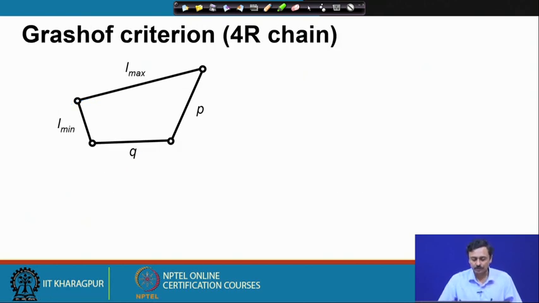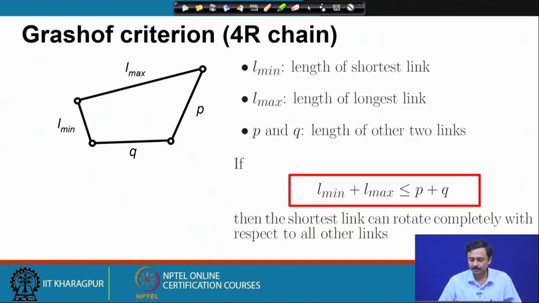Just to review the discussions we had on the Grashof criterion. If L min is the length of the shortest link, L max is the length of the longest link, and P and Q are the lengths of the intermediate links, then the Grashof criterion says that if L min plus L max is less than or equal to P plus Q, then the shortest link can rotate completely with respect to all other links. This was essentially the Grashof criterion for the 4R chain, and we say a 4R chain is a Grashof 4R chain if it satisfies this criterion.